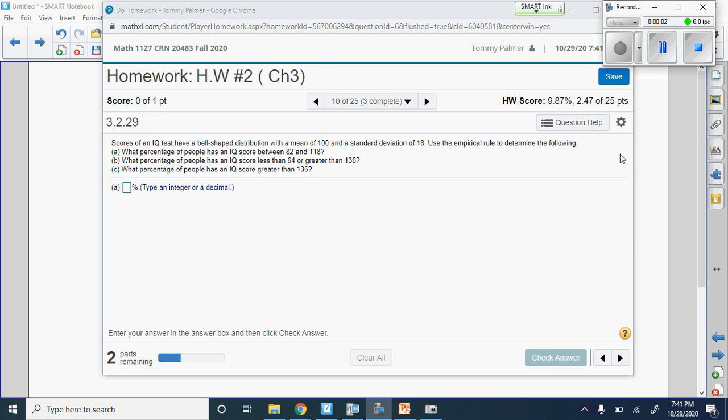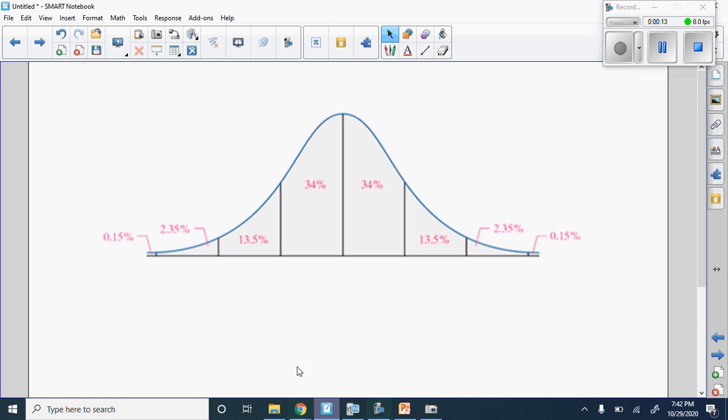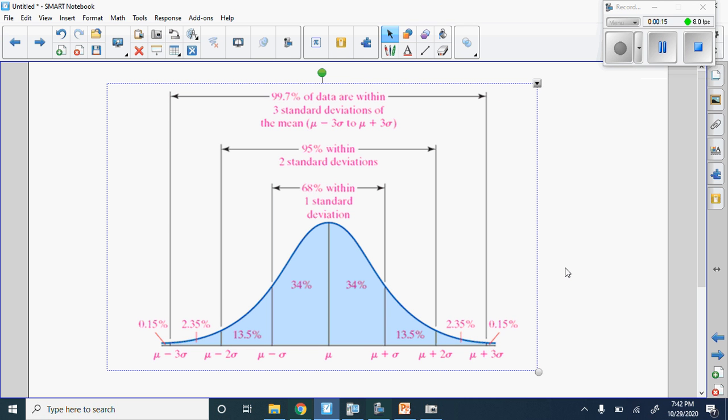This is chapter 3, number 10, and we're going to look at an IQ test that has a bell-shaped curve to it. But before we look at this, we have to understand some things. It goes back to the empirical rule, the bell-shaped curve where everything is situated. This main bar down the middle is the mean, and you have standard deviations to the left and standard deviations to the right.